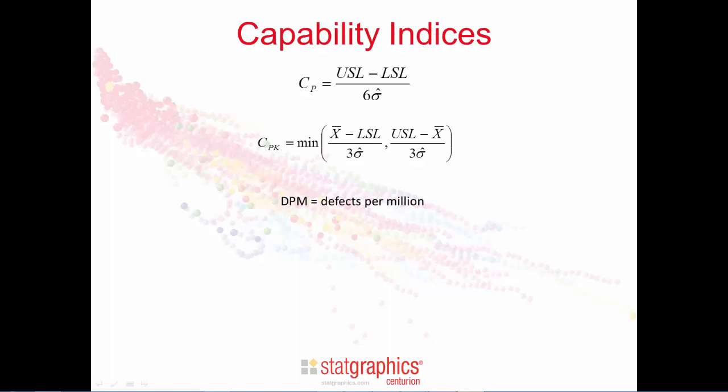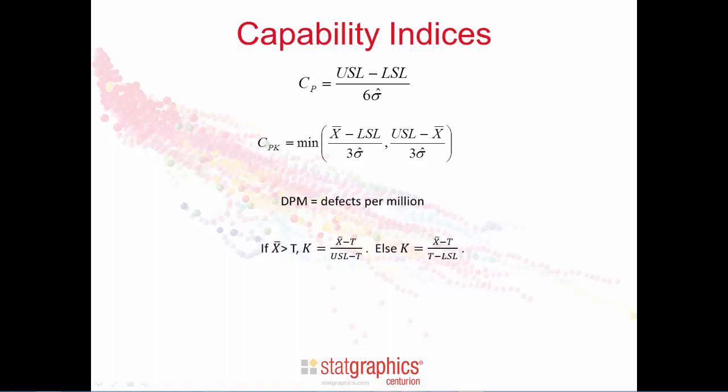It calculates how many items out of every million I'm producing are likely to be outside of my specification limits. To calculate DPM, we take the area under the normal curve below the lower spec and add the area under the normal curve above the upper spec. If there's only a single spec, we'll only take one of those areas. Six Sigma practitioners identify processes as having world-class quality if DPM is no greater than 3.4.